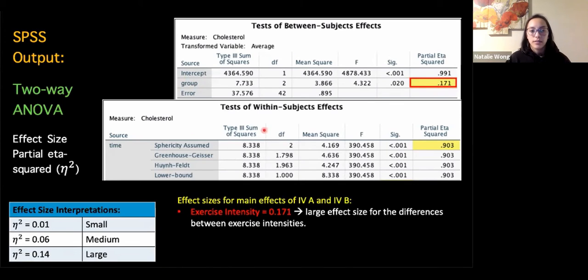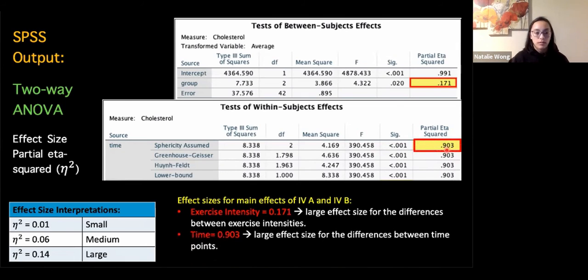For the main effect of time, our effect size is listed in the main ANOVA table, or the within subject effects table. And again, the effect size usually is going to be the same for any of the adjustments, but you read the one that correlates to the adjustment you ended up using. So since we assume sphericity, that's why I highlighted the partial eta squared value in that top row. We have 0.903, that's greater than 0.14, which indicates we have a large effect size for the differences between time points.